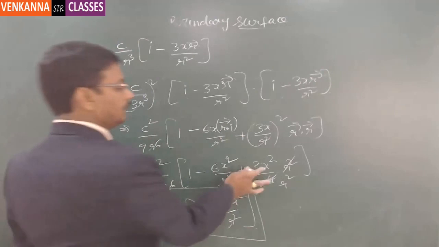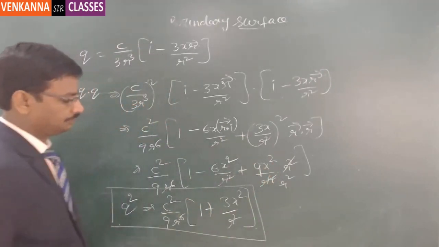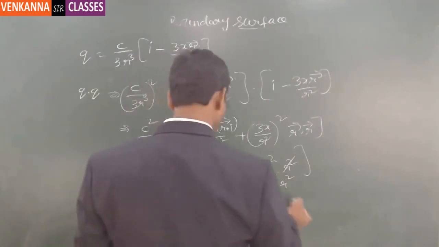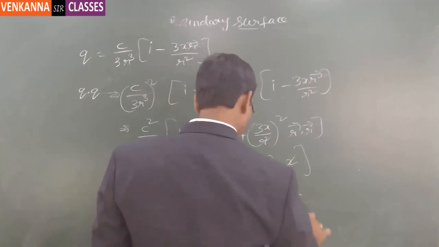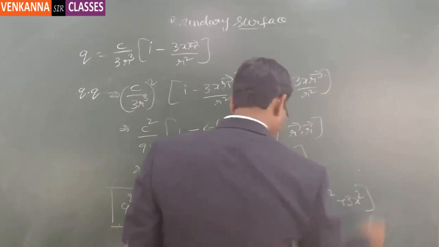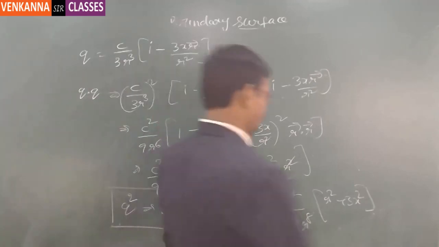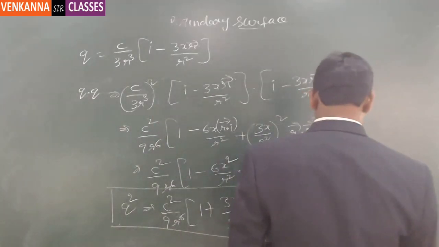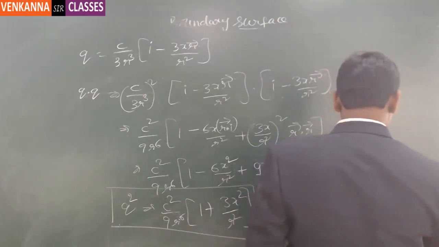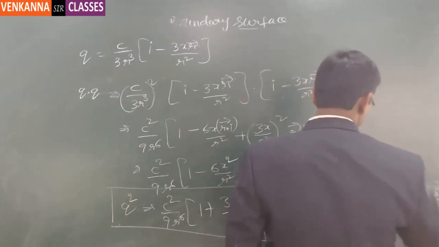Sorry, this is 9. Then this will be plus. So if you further simplify this, this is c square by 9 r power 8 into r square plus 3x square. So c square by 9 into r power minus 8 into r square plus 3x square. This is the magnitude of q square. Now this is equal to constant, which will give the constant speed lines.